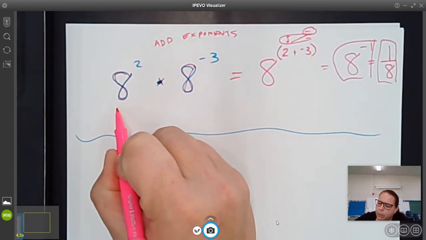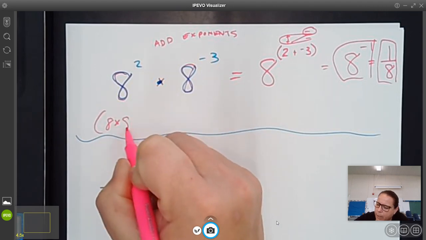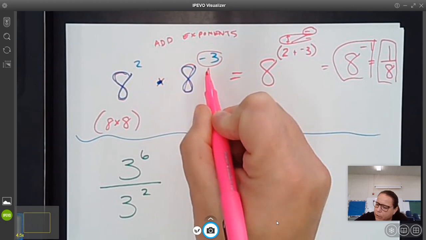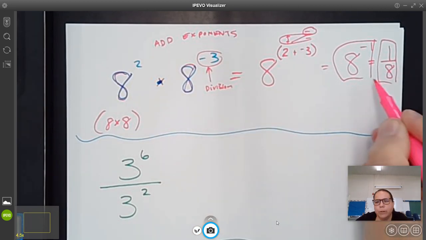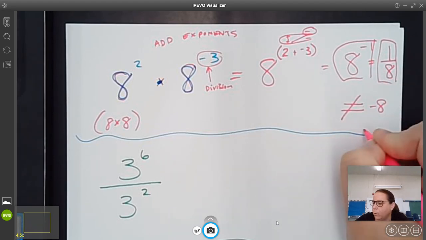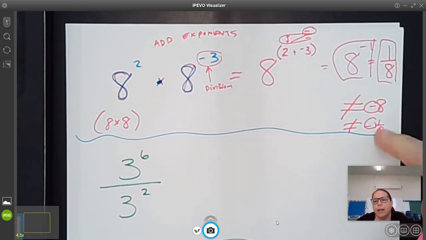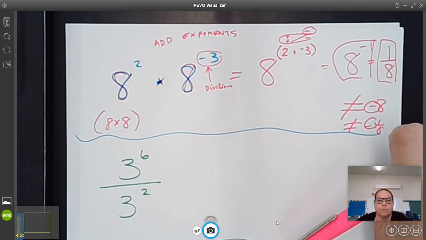The other way would be to remember that this is the same thing as 8 times 8. And because it's a negative exponent, this means division, not a negative number. So over here, keep this in mind: this is not equal to negative 8 or negative 1 over 8. It has nothing to do with the actual negative value. It has to do with an inverse operation.